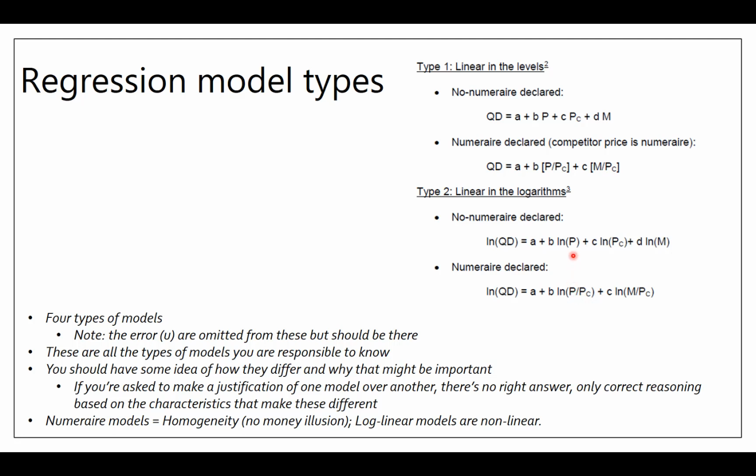Because both P and M, the price of the good, the own price, and the income have been divided by that numeraire. Note, I did leave off the U's here. They should be there. These are intended to be regression equations, regression models, so they have error terms at the end. You're responsible to know these 4 types and nothing else, okay? And by that I mean the format, okay?